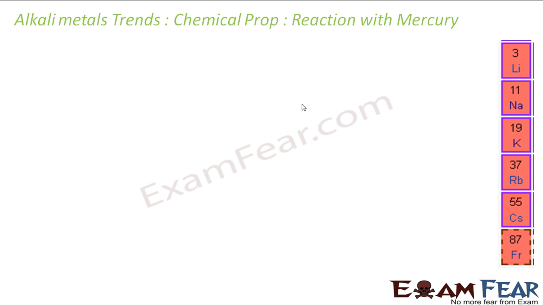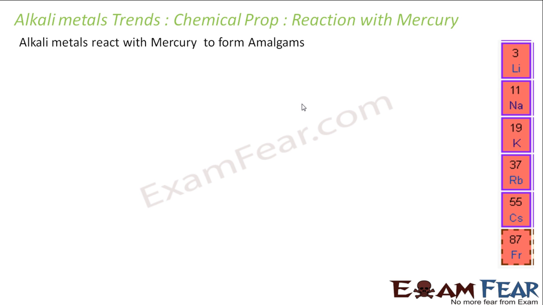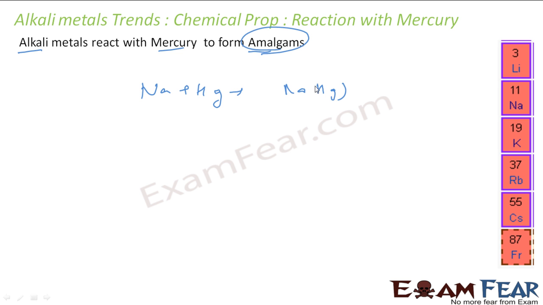Let's see the reaction with mercury. The alkali metals react with mercury to form amalgams. Please note they are amalgams. And these reactions are highly exothermic. It gives a lot of heat. For example, sodium plus mercury will give you NaHg. That is sodium amalgam.